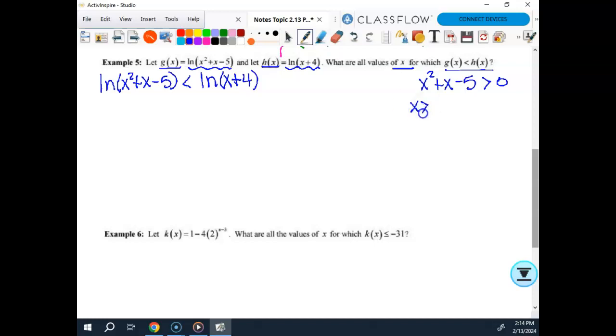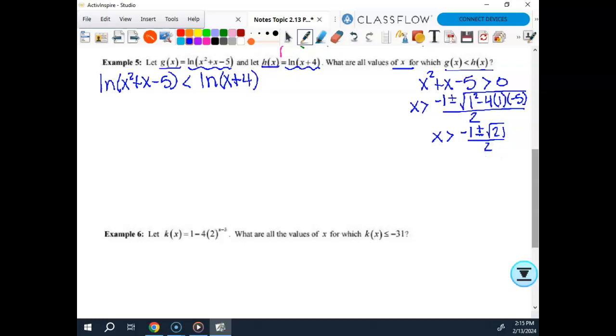So x is greater than negative b, that's -1, plus or minus the square root of b squared, so 1 squared, minus 4 times 1 times -5, all over 2a, or 2. Now, under the square root this time, am I going to get a negative number? No, I'm not. This is going to give me x has to be greater than -1 plus or minus the square root of 21 over 2.